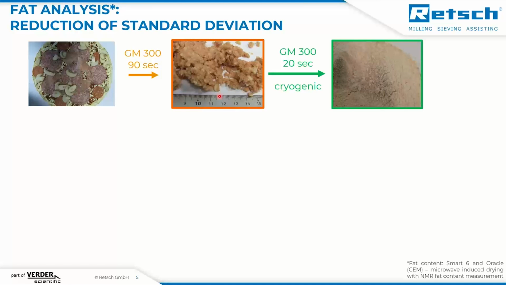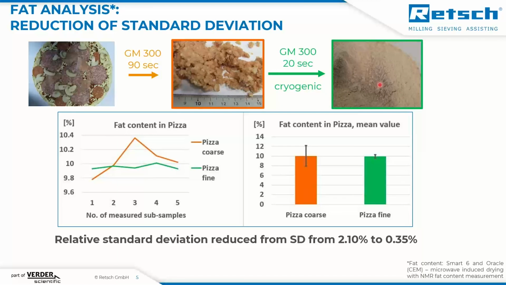Or you can go for a second fine grinding step and completely pulverize and homogenize the sample so that all those residues are gone. And now we can take 5 independent part samples each of the orange, the coarse fraction, and the green, the fine fraction, and measure the fat content in the pizza. So you see the orange, the coarse fraction, varies much more in the fat content compared to the independent subsamples taken from the finely ground sample.